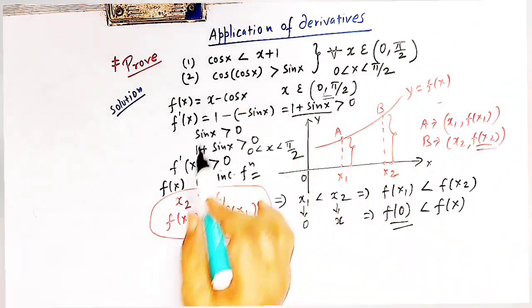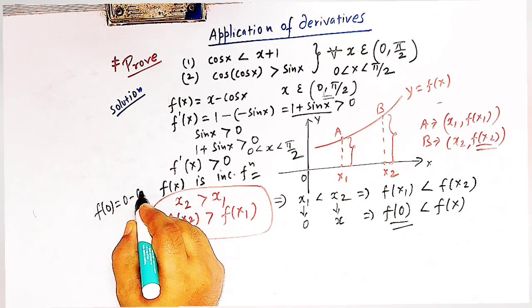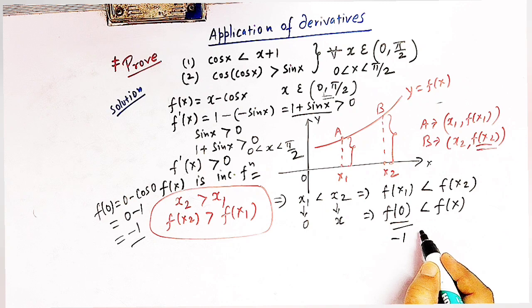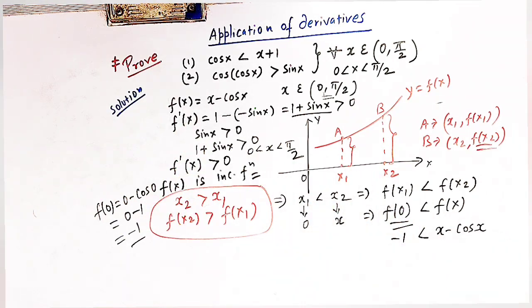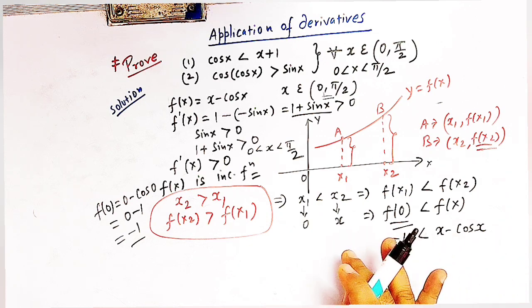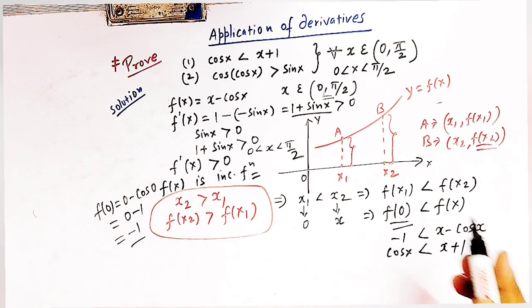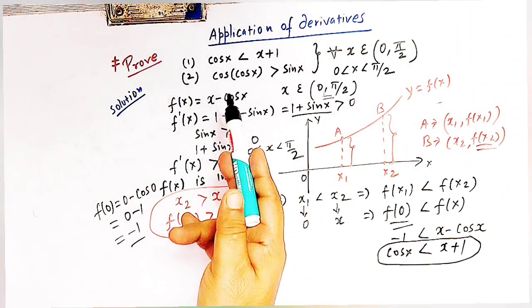So let us find f of 0 from this expression. So f of 0 is 0 minus cos of 0. So this is 0 minus 1. Cosine 0 is 1. So we have minus 1, right? So here we have minus 1, and here for f of x we can write x minus cos x. So now we can take cosine x to the left hand side and minus 1 to the right hand side. So we have cos of x is less than x plus 1 when x belongs to this interval, right? So this is our desired inequality. Now let us prove the second one.